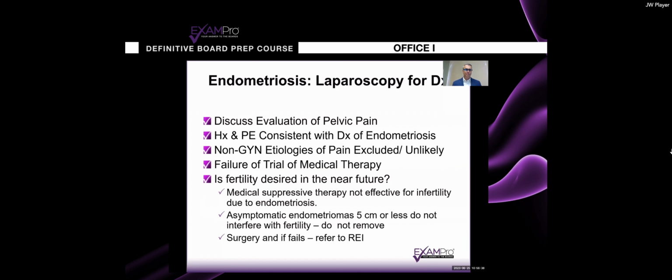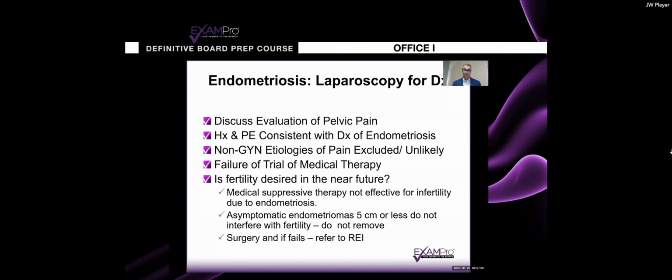I'm going to move to this slide. So if you are asked about your surgical evaluation and treatment of a patient with endometriosis, you want to make sure and discuss your initial evaluation, at least briefly. You want to confirm that the history and physical were consistent with endometriosis. You had excluded, to the best of your ability, non-gynecologic etiologies of pain. And preferably prior to surgery, the patient had a failure of a trial of medical therapy.